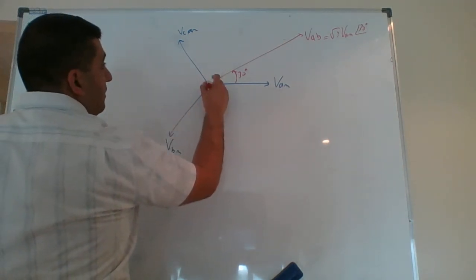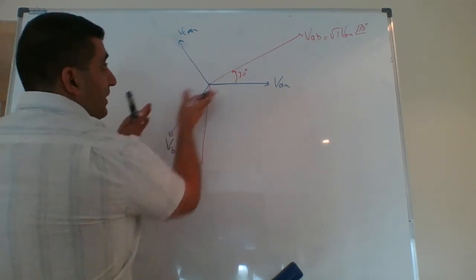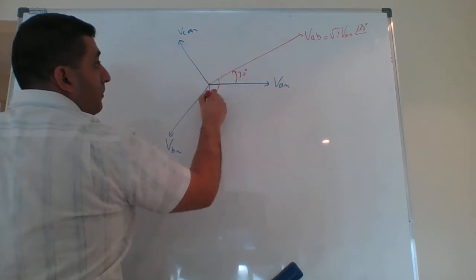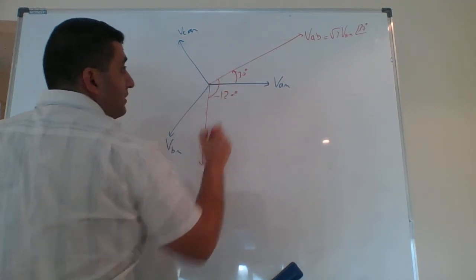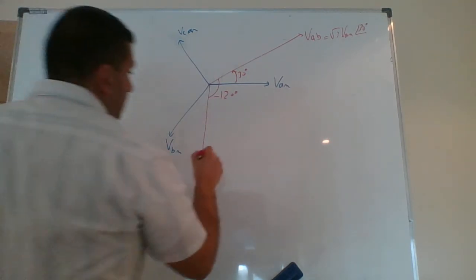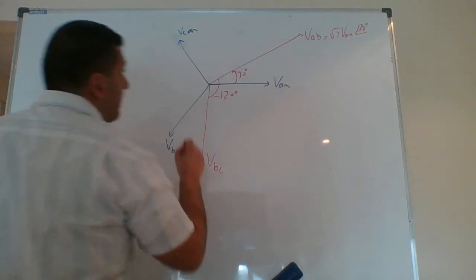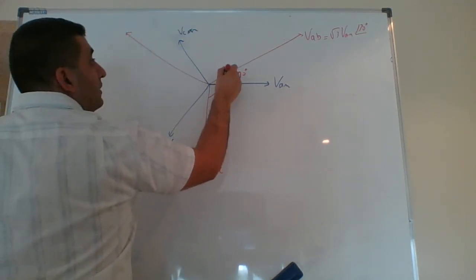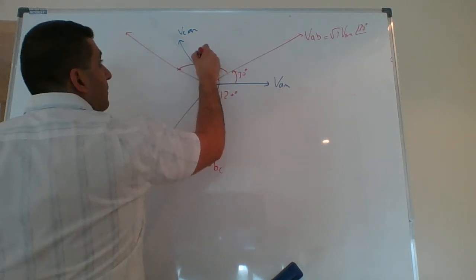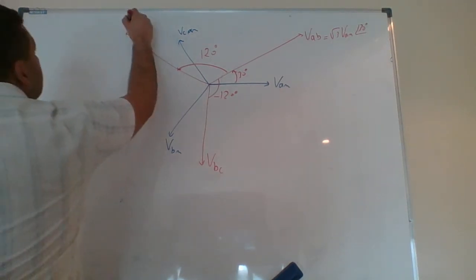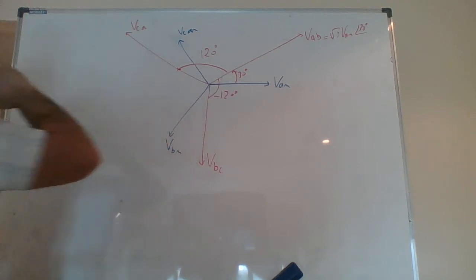Because I shifted by 30 degrees, this will be now minus 120 degrees. That will be VBC. And I have the last one. This will be 120 degrees shift, and that will be VCA.